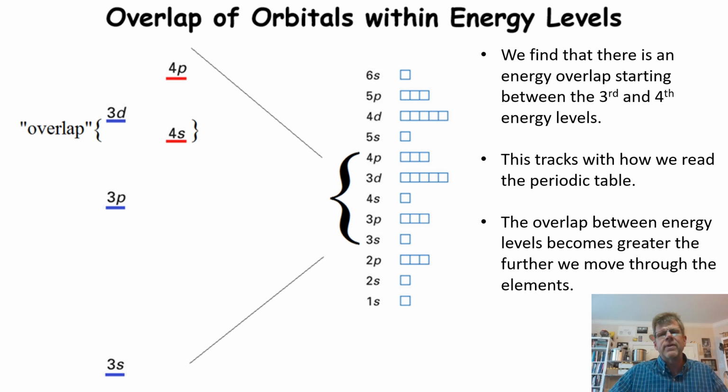The overlap in these energy levels becomes greater as we go up in energy levels, which is why with those elements at the lower end of the periodic table, we just say, time out, we're not really going to be dealing with that. But let's take a look at how this overlap actually manifests itself in how we read the periodic table.